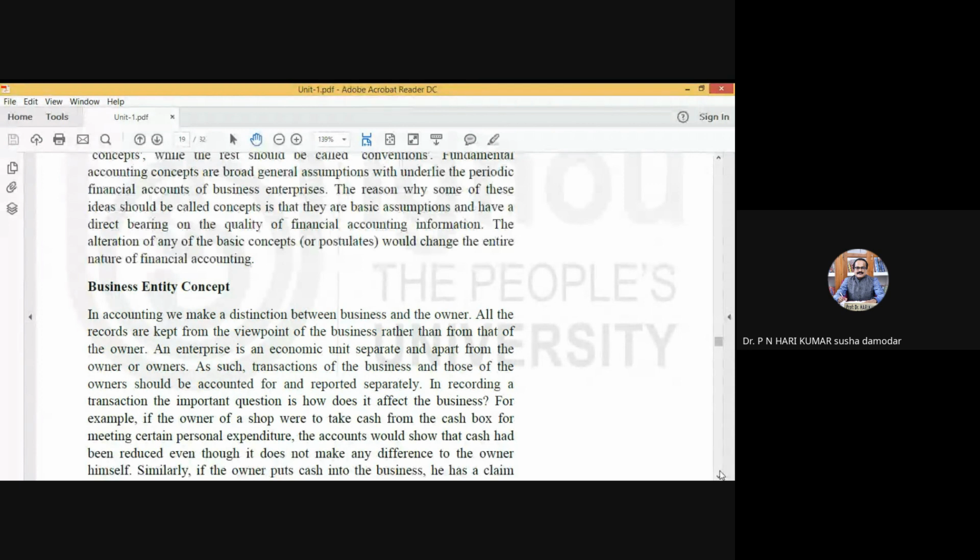Similarly, for over the last 5 years, the organization has a huge amount of profit. Who will get the benefits of such a profit? Only the shareholders, the owners. So business is a separate entity which has no relation with its managers, employees, bankers, and other stakeholders. It is a separate entity, and that is the business entity concept.